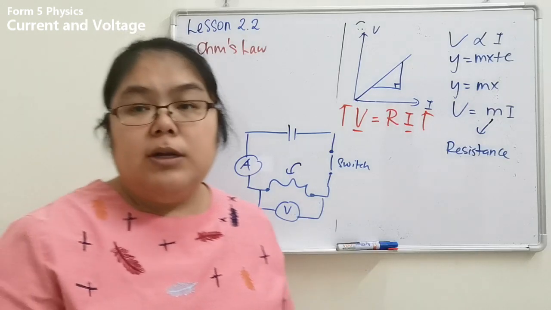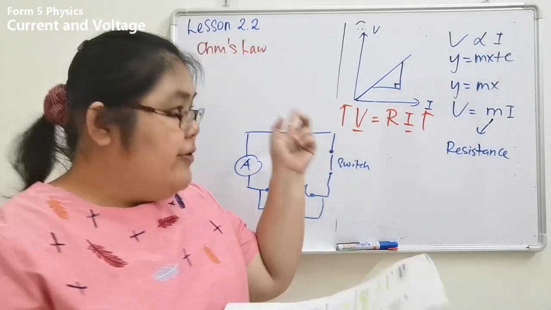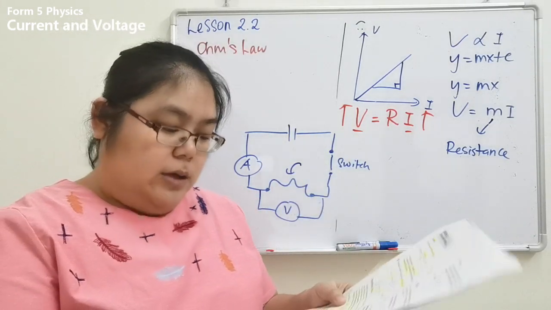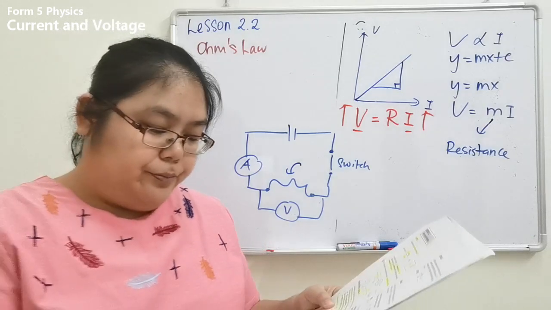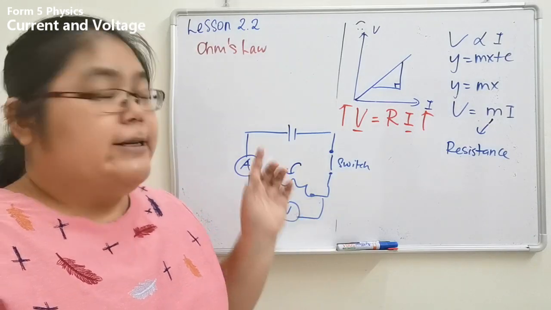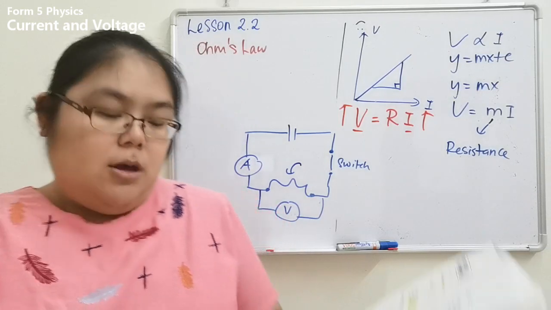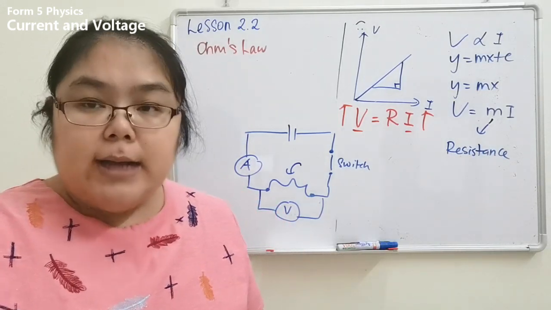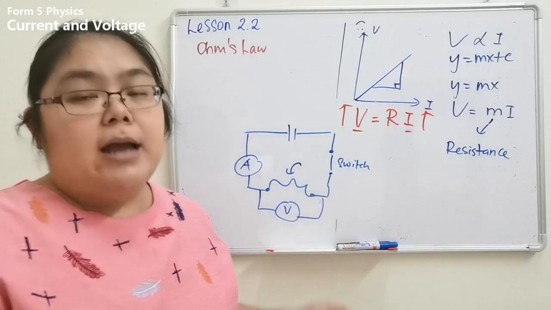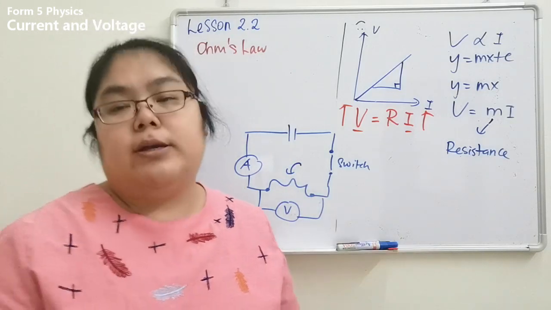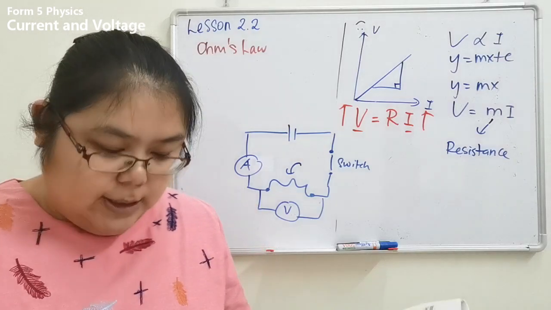So this experiment wants to prove whether V and I are directly proportional. So how do you write your hypothesis? We talk about current first. We control the current by using the ammeter. So from here, when the current increases, the potential difference also increases. So this one is the hypothesis.